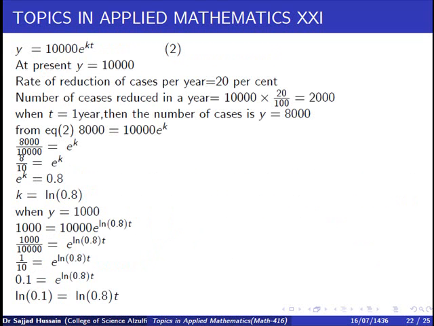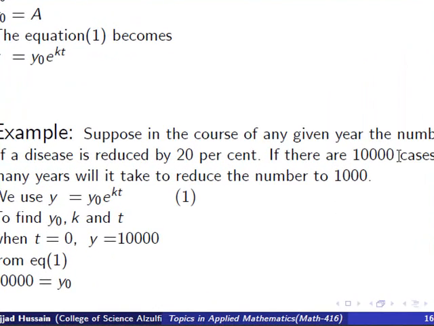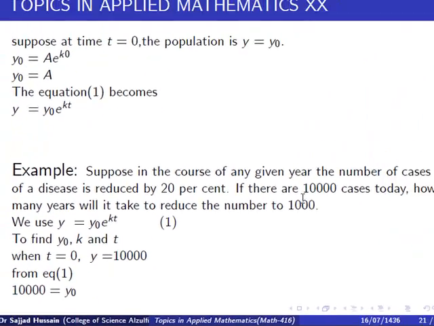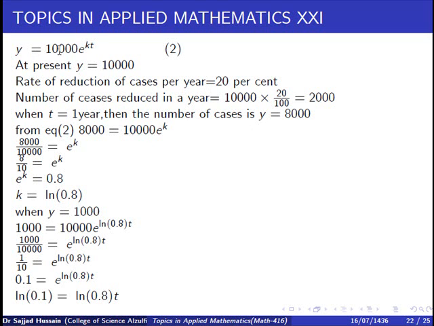Now equation 1 becomes this, and here we are left with two unknowns. In the original equation we have three unknowns, and applying the initial condition to the problem, we have found one unknown, that is y naught, the initial population, that is simply given in the problem. So our equation 1 takes the form of equation 2, and in equation 2 we are left with two unknowns.